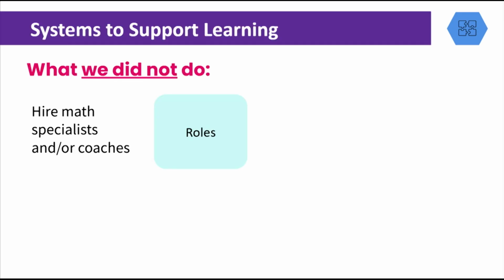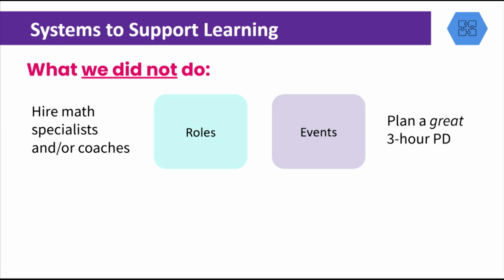Now, here's what we did not do. Often, efforts have new roles, right? Like, let's create a math specialist role. That's a thing to do. Or let's plan a really great 3-hour PD. That's an event, right? Learning systems have roles and events.